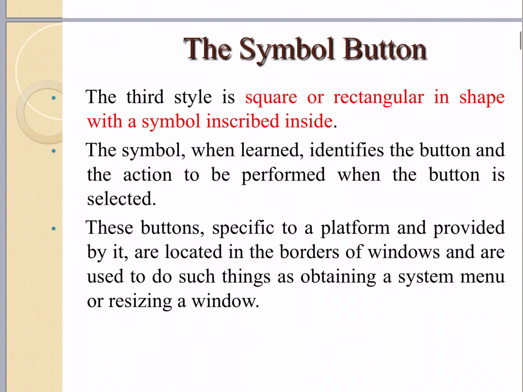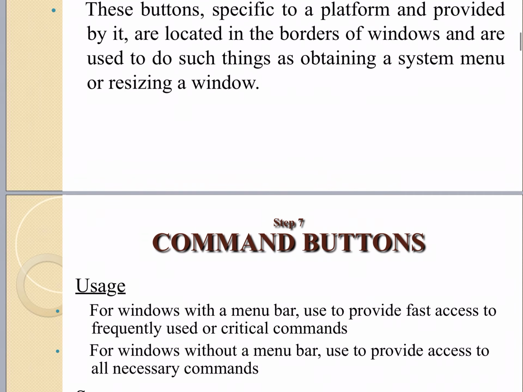Next, the third style is the symbol button. It is square or rectangular in shape with a symbol inscribed inside. The symbol, when learned, identifies the button and the action to be performed when the button is selected. These buttons, specific to a platform and provided by it, are located in the borders of windows and are used to do such things as obtain a system menu or a resizing menu.